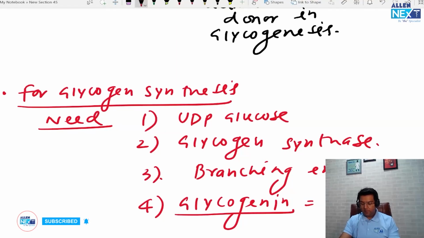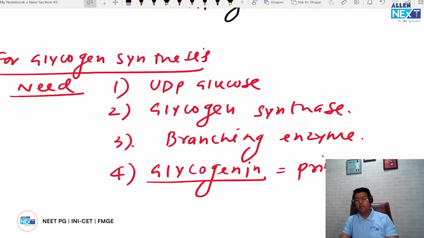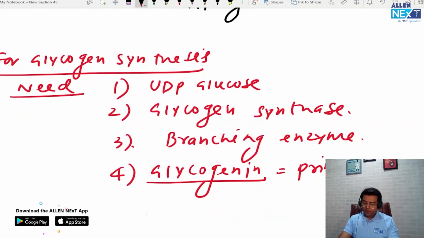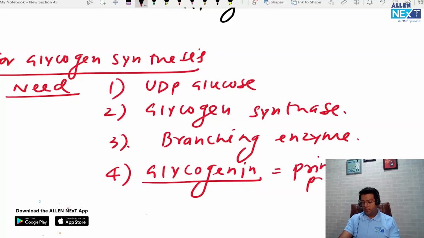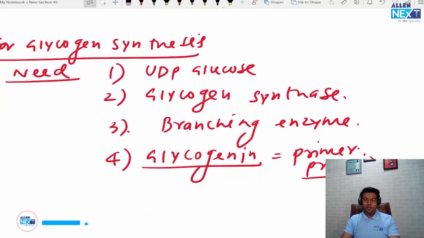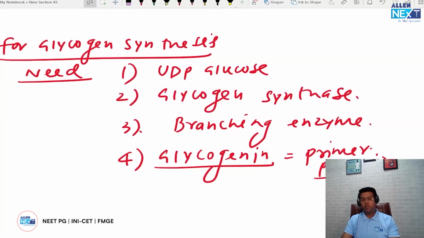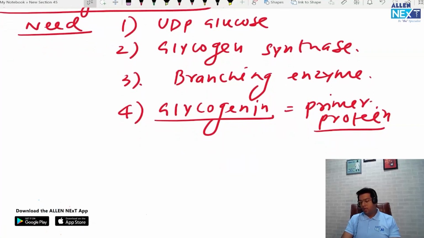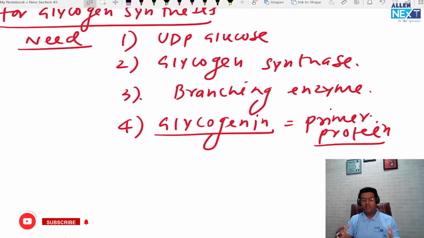Primer means something which is starting, which can initiate. That is called a primer. So this primer is a protein. This is a protein, right? It's not a carbohydrate. So glycogenin. So guys, these four things are required for making the glycogen in the fed state. After my breakfast is over, I need to make the glycogen. So how to make glycogen is a very simple process, guys. If I know that these are the four things that are required, it's very easy, right?